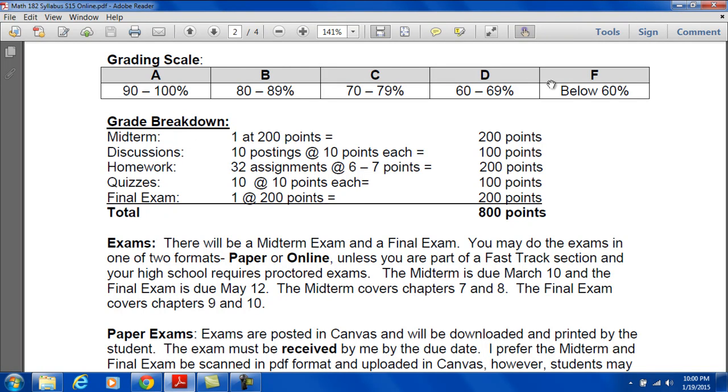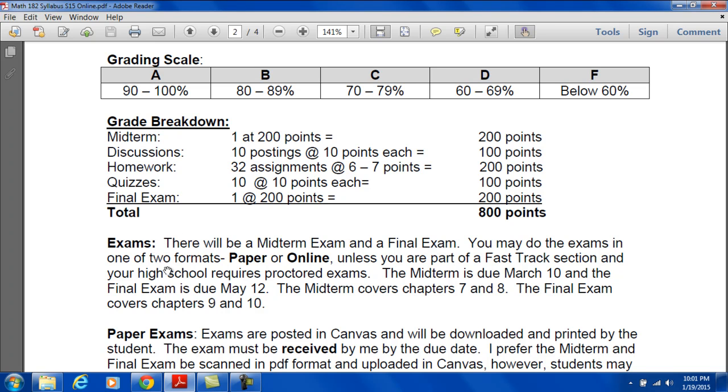It's a pretty standard grade breakdown: A, B, C, D, F. Your midterm, you can have one at 200 points. For discussions, you need to post at least 10 times at 10 points each for 100 points. Homework, about 32 assignments at 6 to 7 points each for 200 points. Quizzes, 10 at 10 points each. In fact, you'll have 11 quizzes, and the top 10 count, 10 points each for 100 points. And a final exam, 1 at 200 points. Total of 800 points.